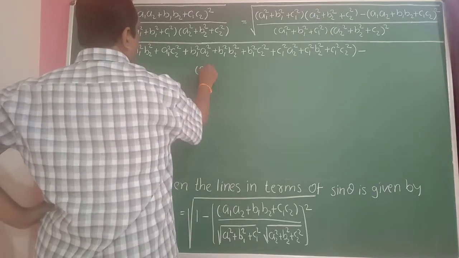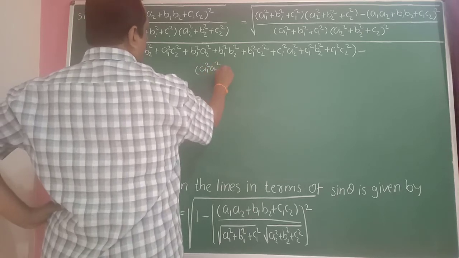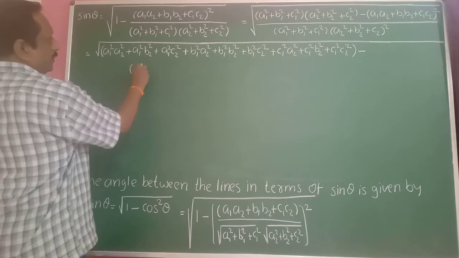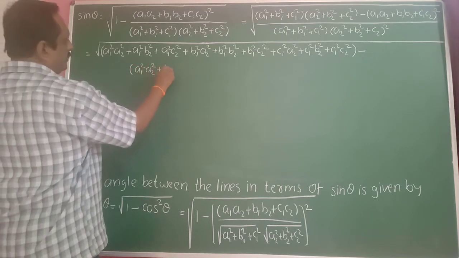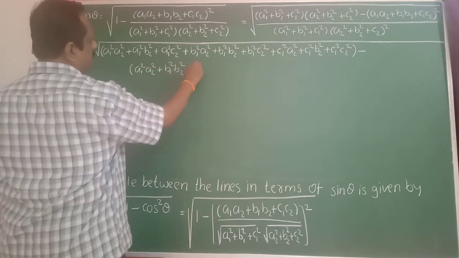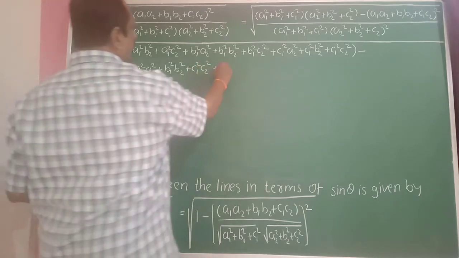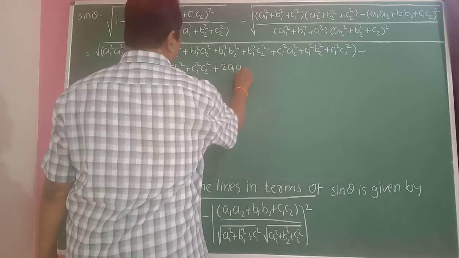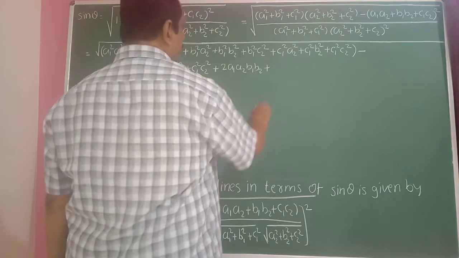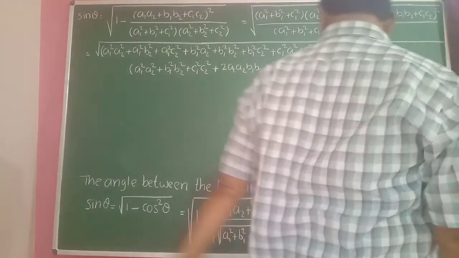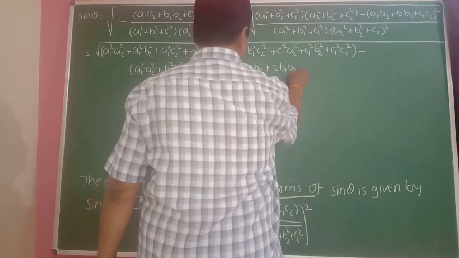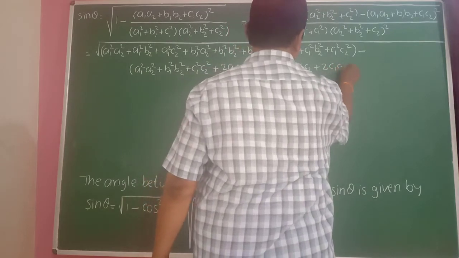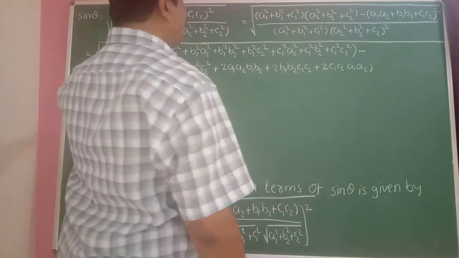So a1 square, a2 square, then b1 square, b2 square, plus c1 square, c2 square, plus 2 into the product of these two terms, a1 a2 b1 b2, plus again 2 into this term into this term, b1 b2 c1 c2, plus 2 into c1 c2 a1 a2. Okay, all the terms are in the square root only.